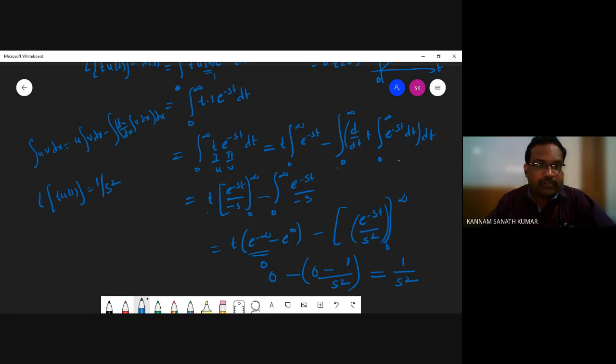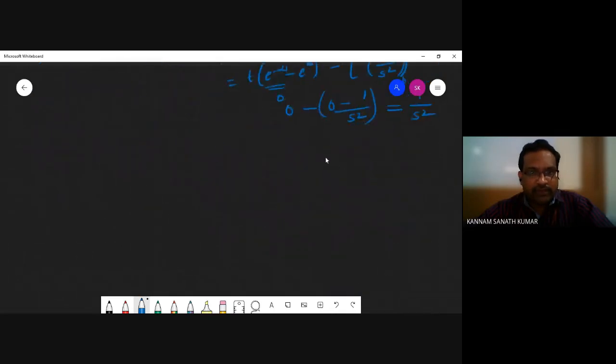So the ROC is the same as for the unit step function. ROC is real part of s greater than 0, so that means sigma is greater than 0. Okay, so that is the Laplace transform of the ramp signal. The Laplace transform of the ramp signal is 1 by s square.